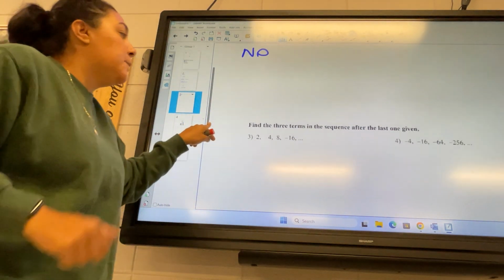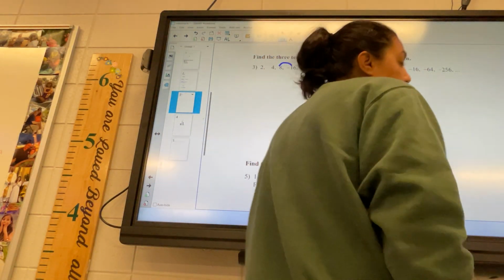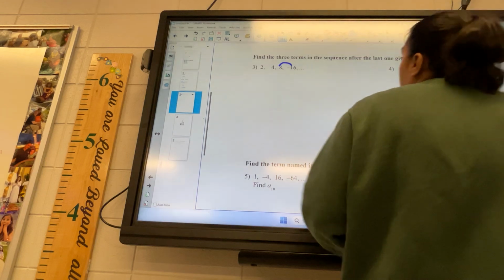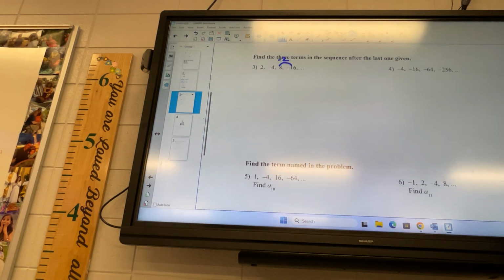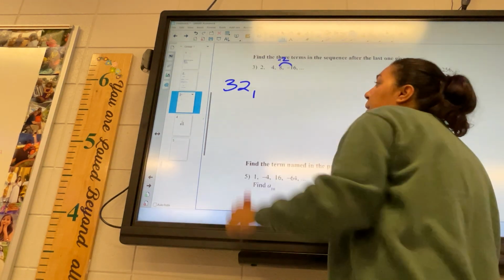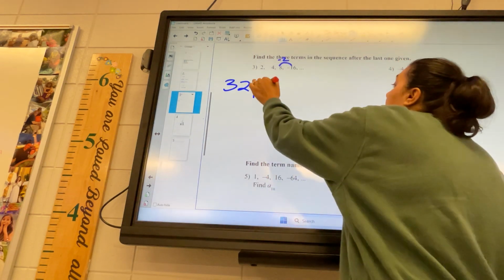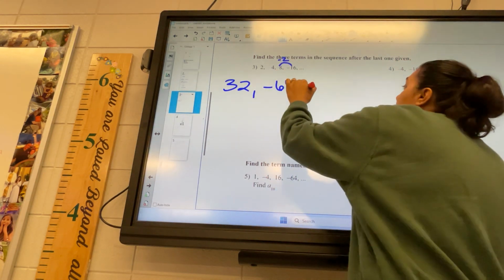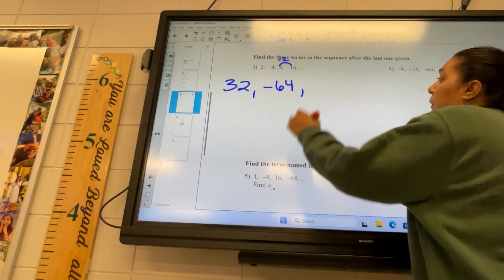Find the next 3 terms, okay? What is -16 divided by 8? -2. Okay, this one we already know it's geometric, so you don't have to check all 3, okay? And so we're going to say -16 times -2. Positive 32 times -2. -64 times -2. 128.